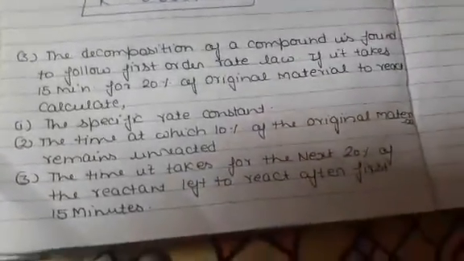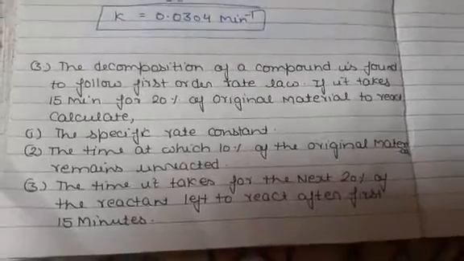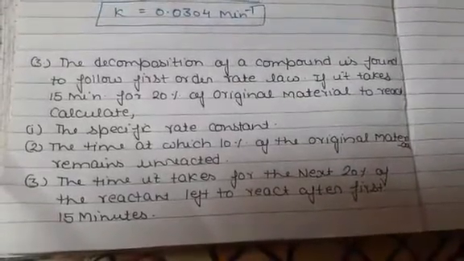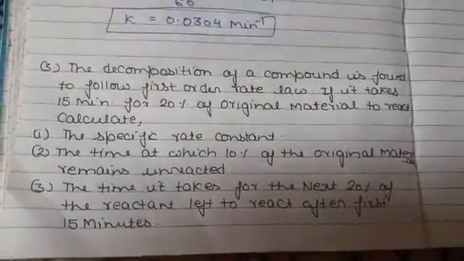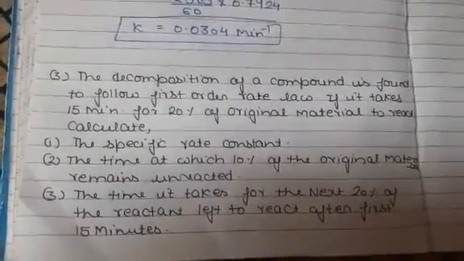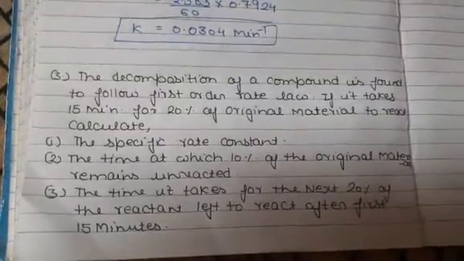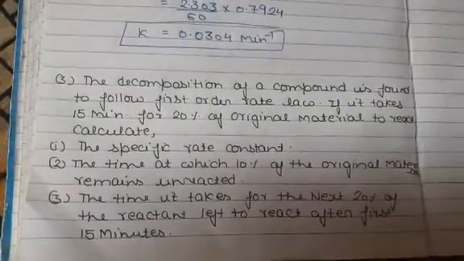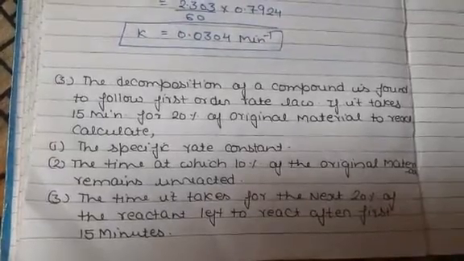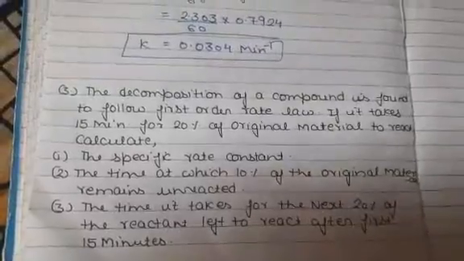Okay, now the next one. The decomposition of a compound is found to follow first order rate law. If it takes 15 minutes for 20% of original material to react, calculate: first, the specific rate constant; second, the time at which 10% of the original material remains unreacted; third, the time it takes for the next 20% of the reactant left to react after 15 minutes.